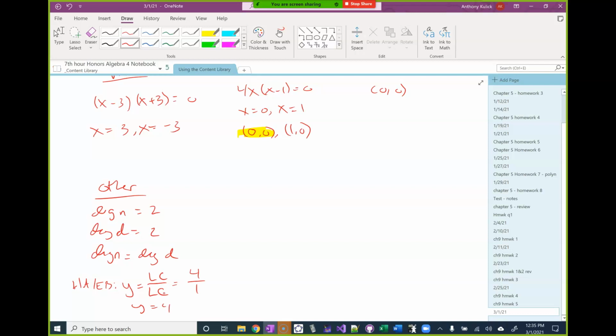Everybody so far so good? Okay. Let's make our table.